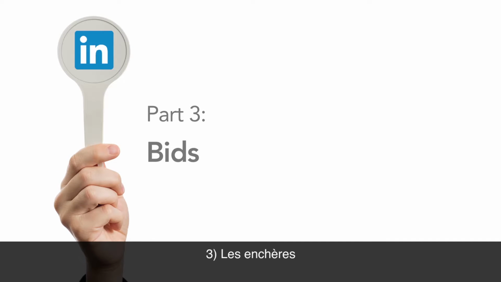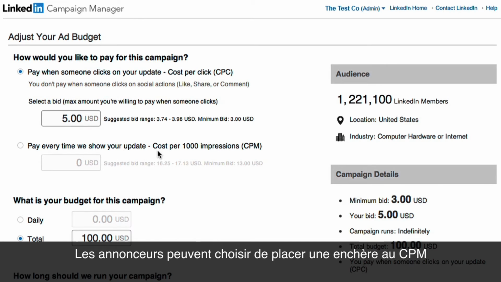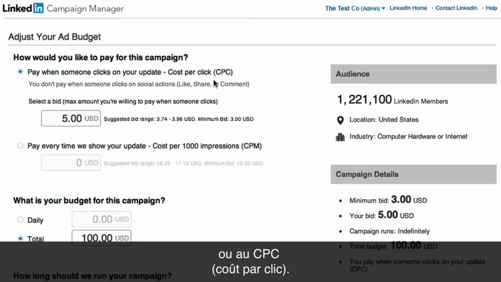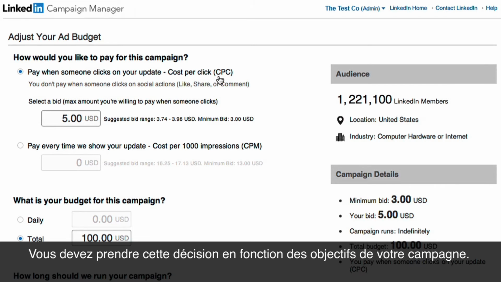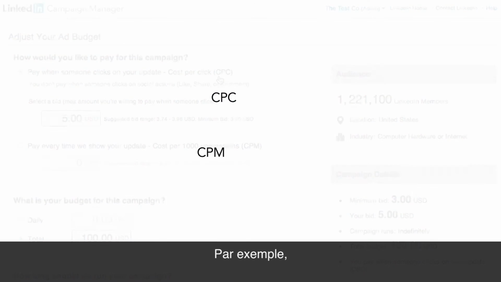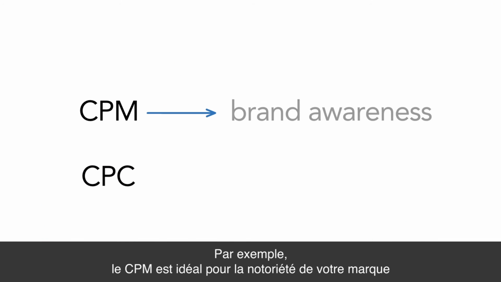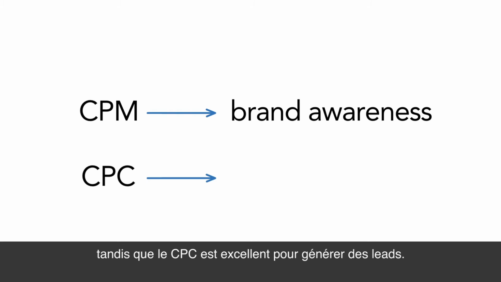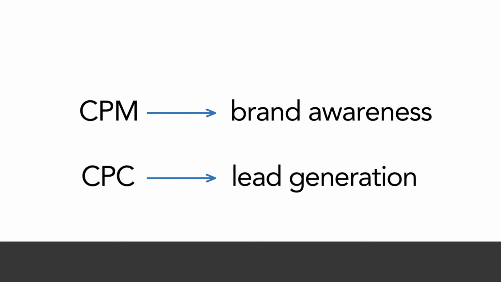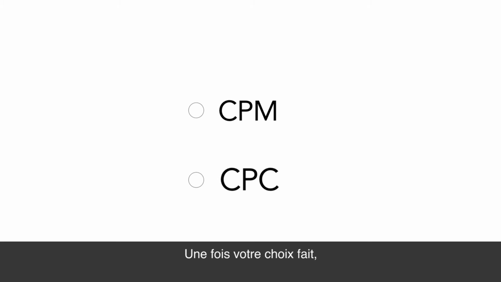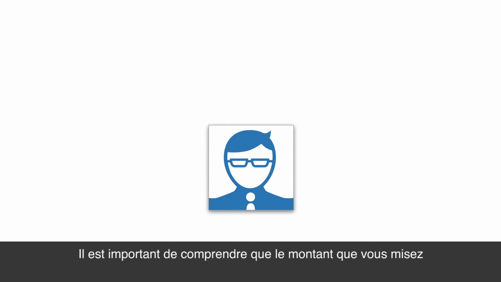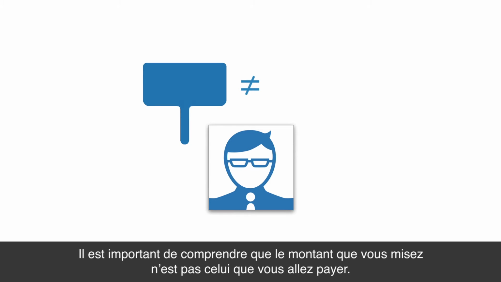Part 3. Bids. In the auction, advertisers can choose to bid on a CPM, cost per thousand impressions, or CPC, cost per click, basis. This decision should be based on what goals you are trying to achieve. For example, CPM is ideal for brand awareness, while CPC is great if your goal is driving leads. Once you decide on CPM or CPC, you will want to place a bid. It's important to understand that what you bid is not what you will actually pay.